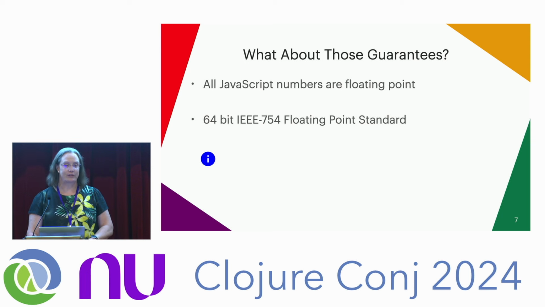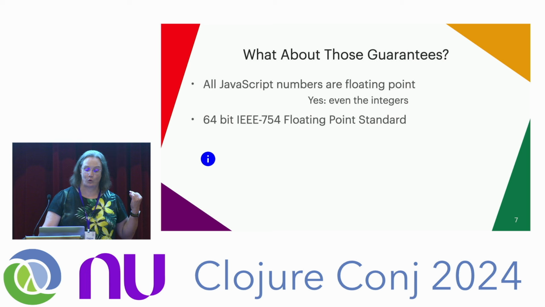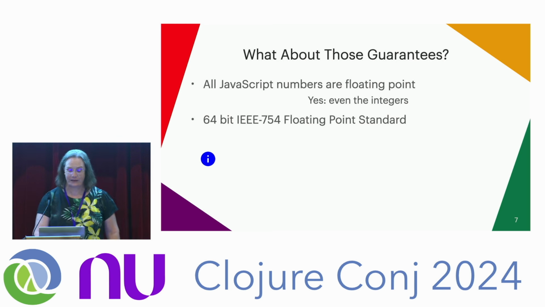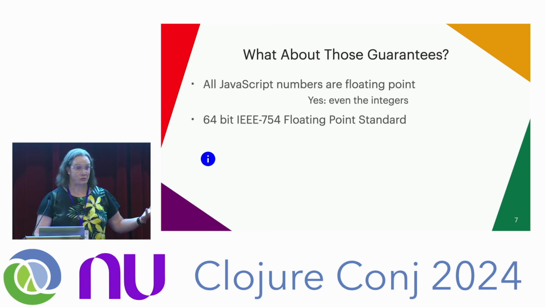But what about those guarantees that Alex was talking about? So let's see. It turns out that all JavaScript numbers are floating point numbers. Yes, even the integers. But most importantly, JavaScript uses the IEEE 754 standard for 64-bit floating point numbers. The standard covers a couple of different sizes of floating point numbers, but they stick just to 64-bit. But that's also exactly what Java does for its doubles. So that was a really good sign.